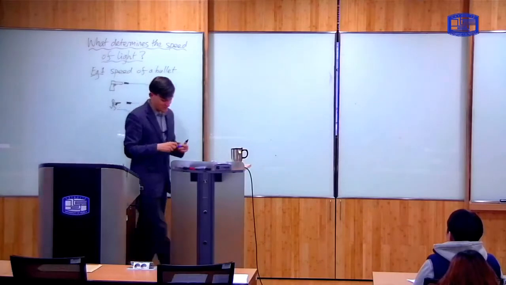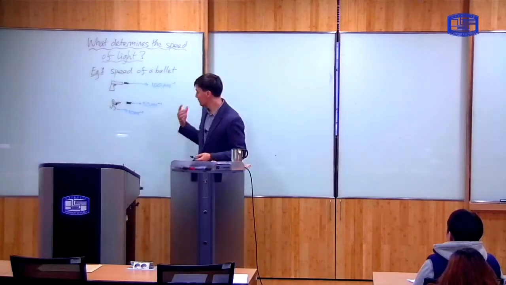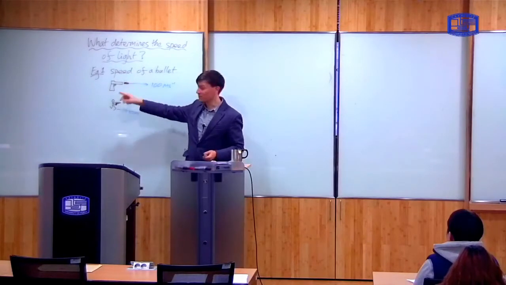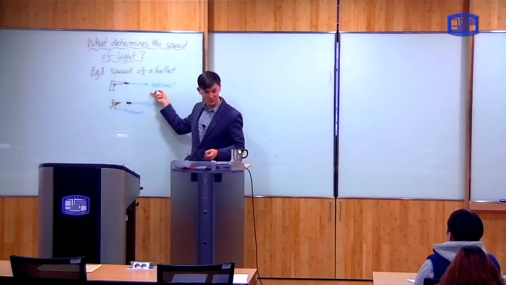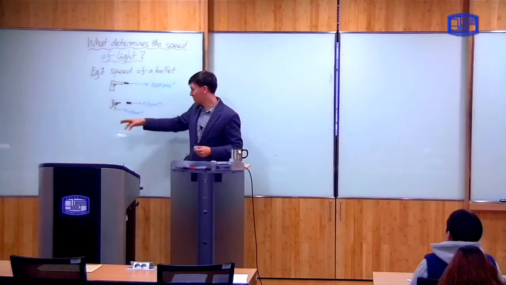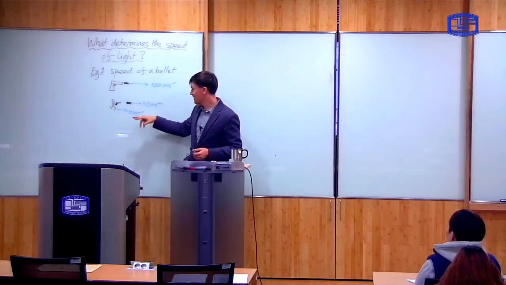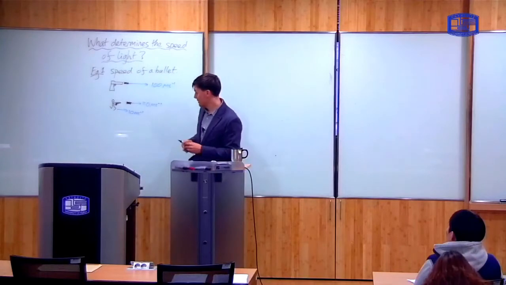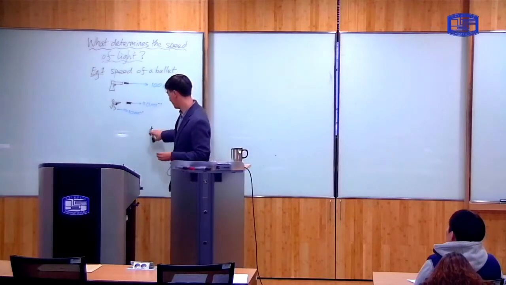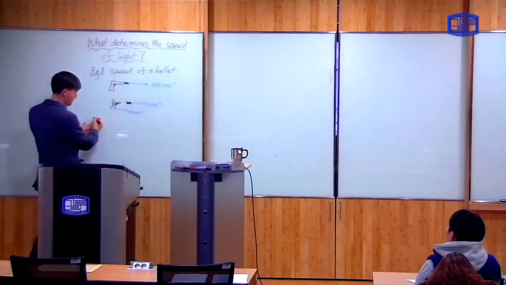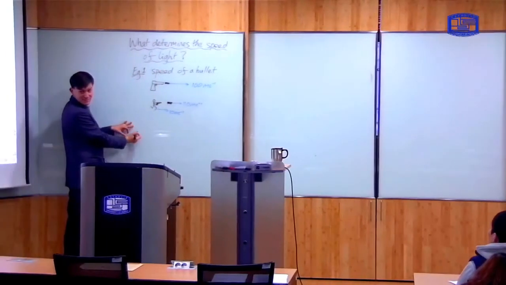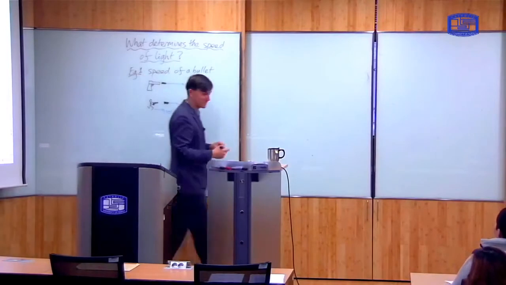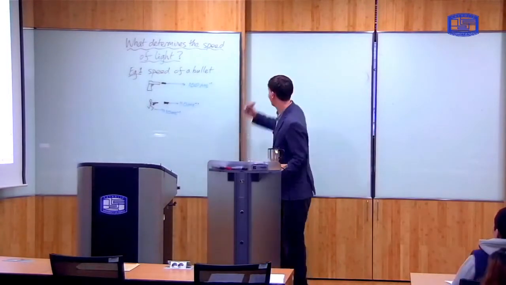So what this shows is that the speed of the bullet is determined relative to the gun. If the gun is stationary, the bullet has a speed of 100 meters per second. If the gun is moving at 10 meters per second, then the bullet has a speed of 110 meters per second. Can I write down here? Can you see it? Not quite. Let me write it up here then.